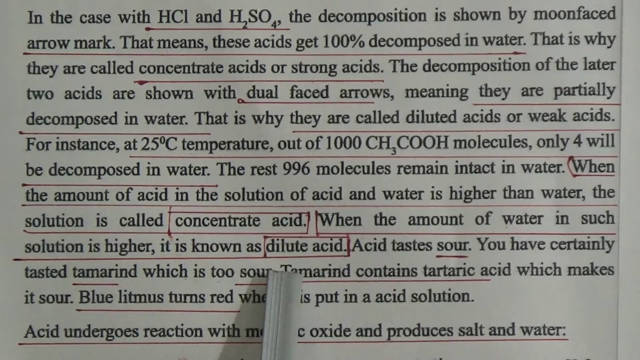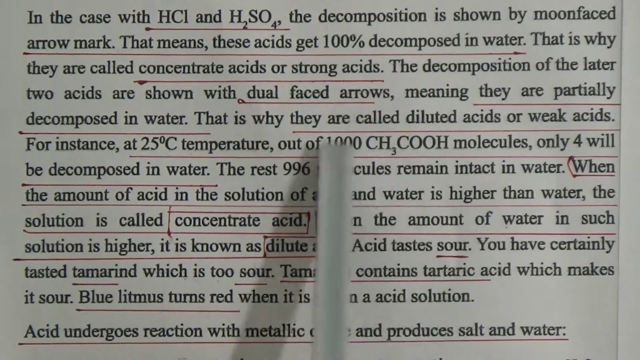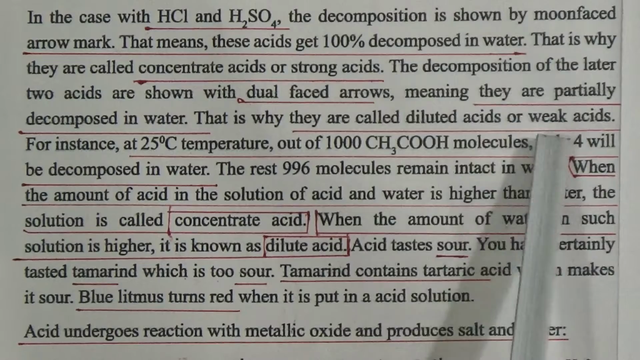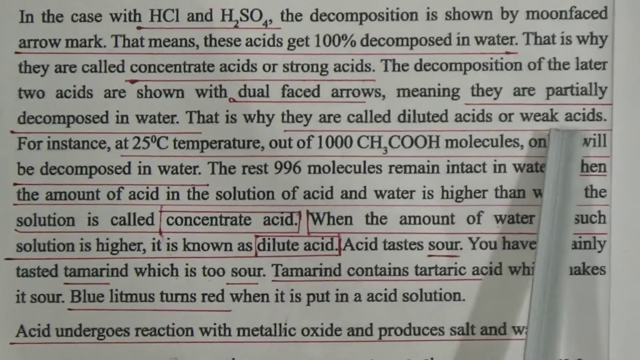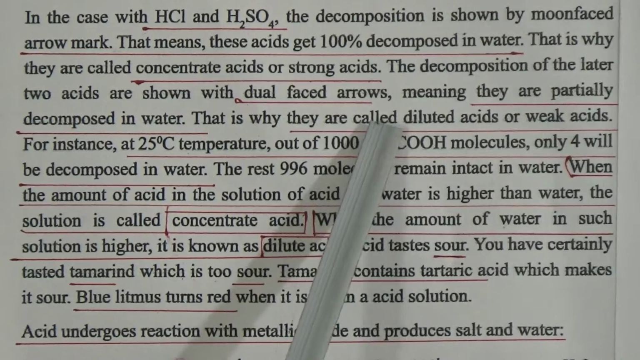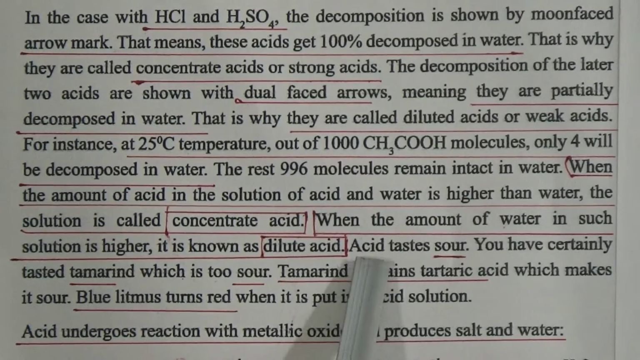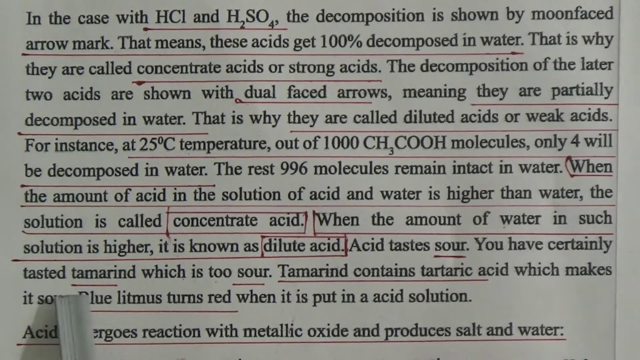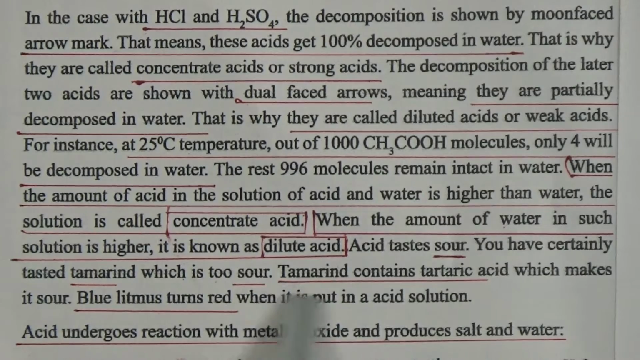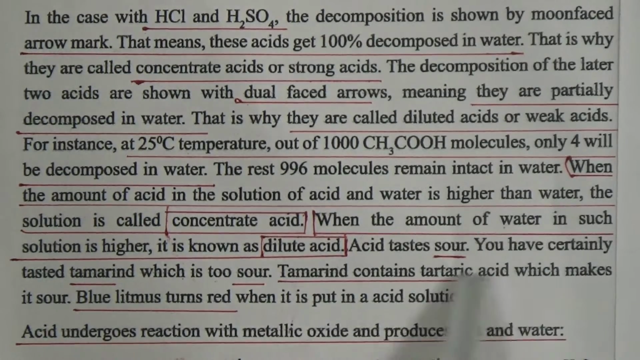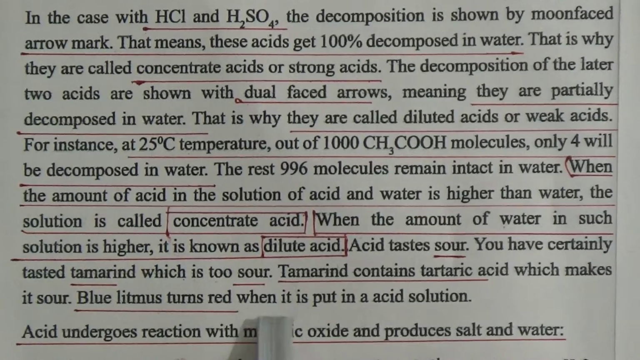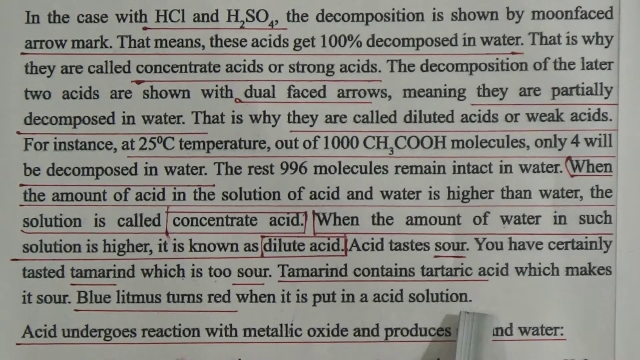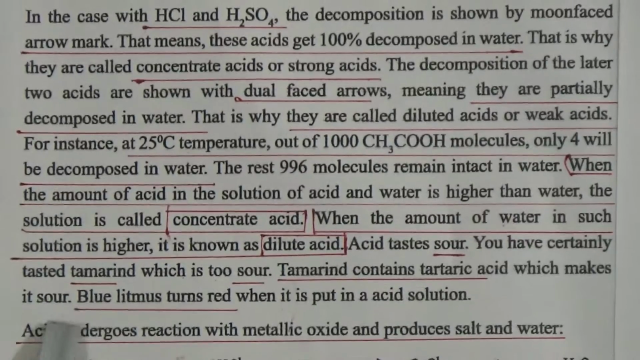But when we are thinking about organic acids, they are weak acids. So remember these acids' names as weak acids, because the word dilute will confuse you. Now, acid tastes sour. It is a common and basic characteristic. Whatever is sour contains acid. And you have certainly tasted tamarind, which is very sour. Tamarind contains tartaric acid. And blue litmus turns red when put in an acid solution, and it is also a characteristic of acid.